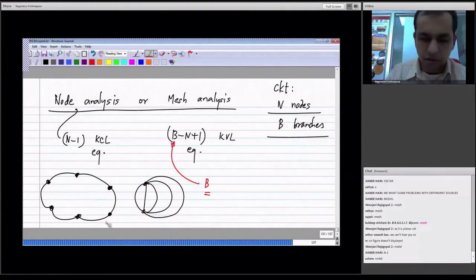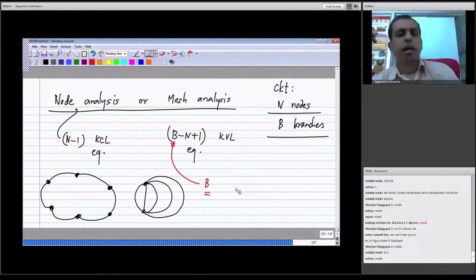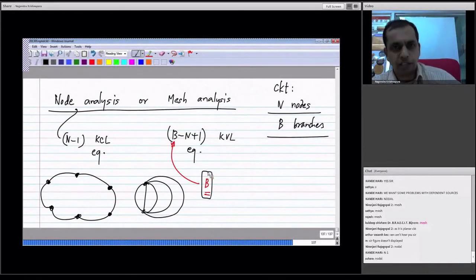Now when you have n nodes, it's possible that every node is connected to every other node through some branch. Now this is not very likely, but it is very much possible. Now if every node is connected to every other node through a branch, how many branches will we have?